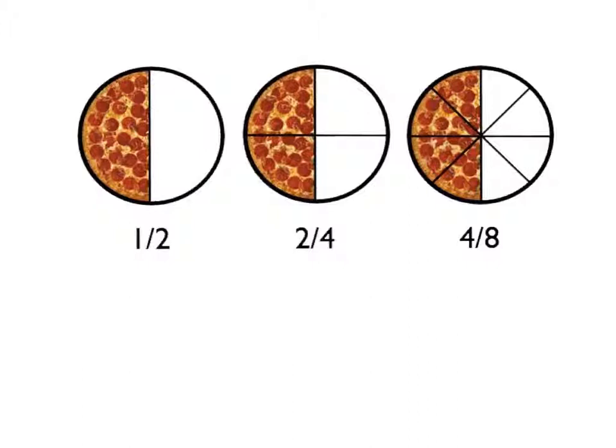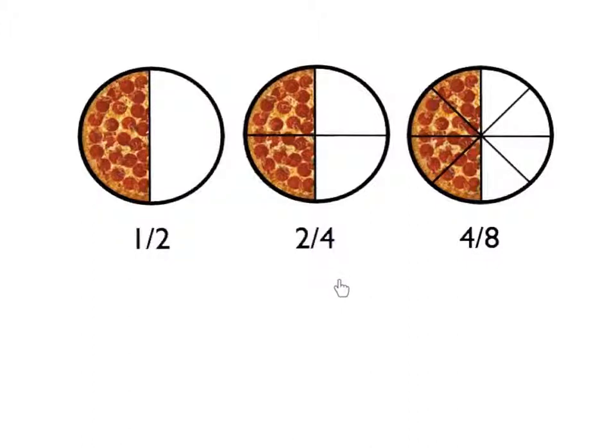Okay, so here are some examples using pizza. If you look at the first example, this is half of a pizza. The numerator here is 1 because we only have 1 piece left, even though it's a big piece. The denominator is 2 because we started off with 2 pieces and the pizza is divided up into 2 pieces.